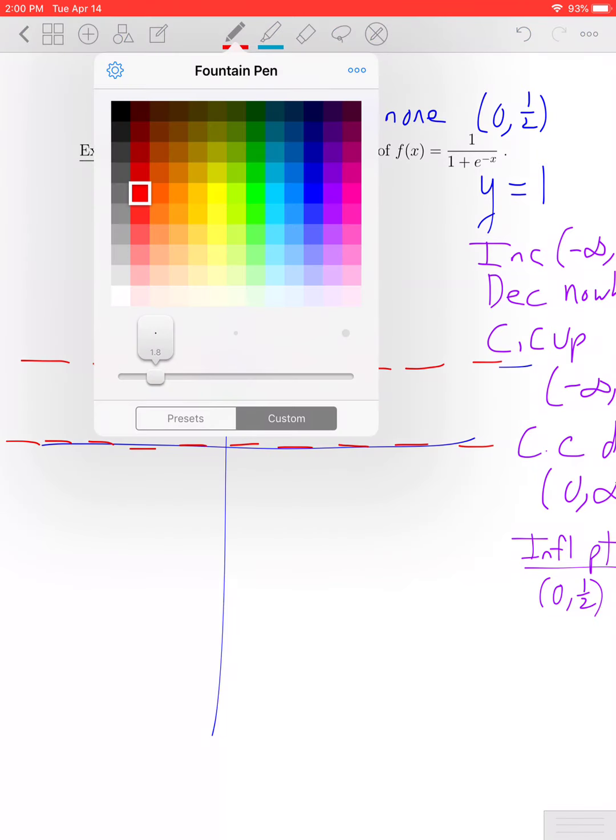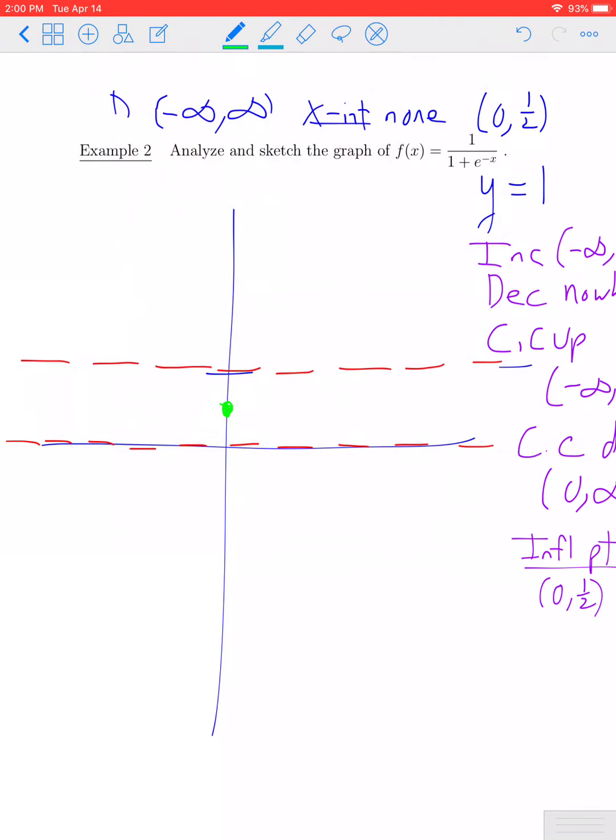We know that the graph is increasing forever, and it's going to have to follow the asymptotes. So it's increasing, and it's concave up from negative infinity to 0. And then after we pass 0, from 0 to positive infinity, it's still increasing, but it's going to be concave down. And so this would be the graph of our function in example 2.